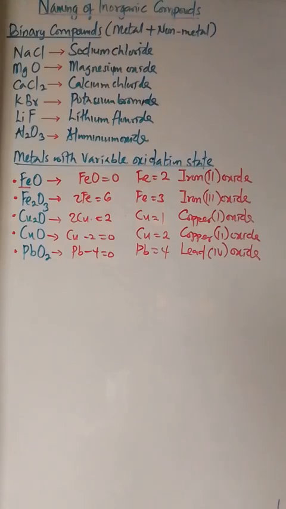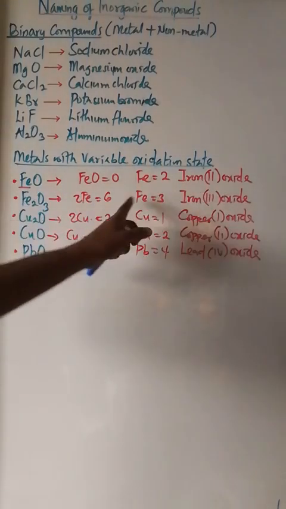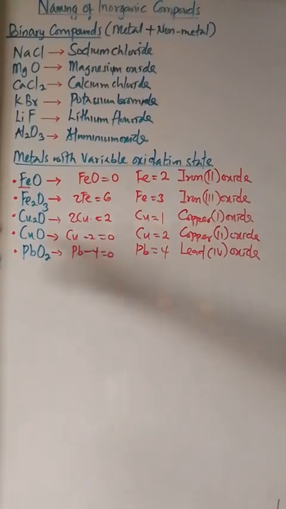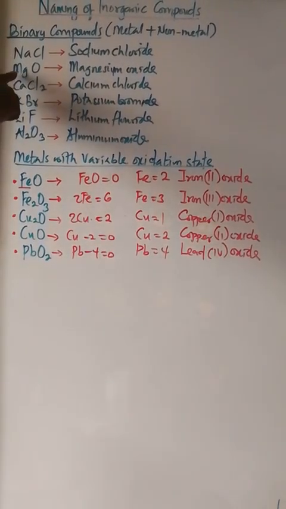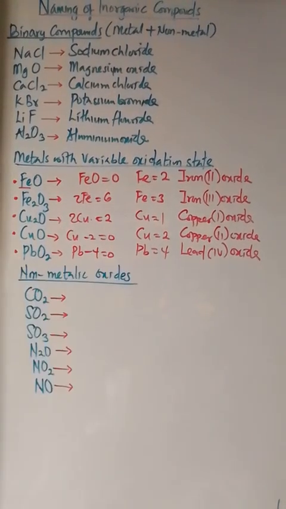So please always note, once the metal doesn't fall among the first elements, we have to find the oxidation state of that particular element or transition metal before we can name it, and we put that number inside the bracket in Roman numerals. That is the answer. All the examples we have here are metallic oxides, and we also have transition metal oxides. Here, normal metallic oxides. Then what if we have non-metallic oxides? How do we name them?